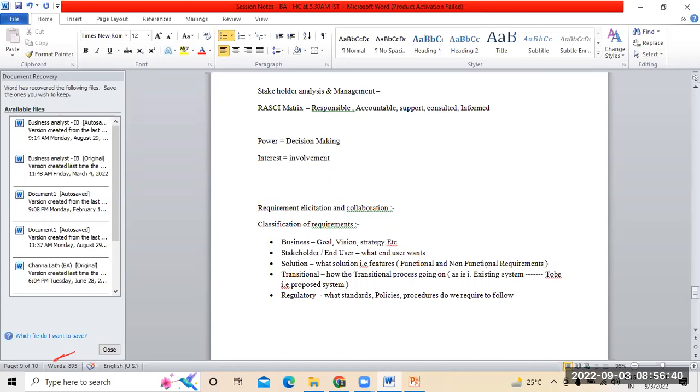Last but not least, you must know about the regulatory requirements, meaning what standards, what policies, what procedures we need to follow in order to make it more successful. That's what we call regulatory requirements. So these are the different classifications of requirements which, being a business analyst, we must do as part of requirement registration and collaboration. This is what requirements classification is all about. Right.